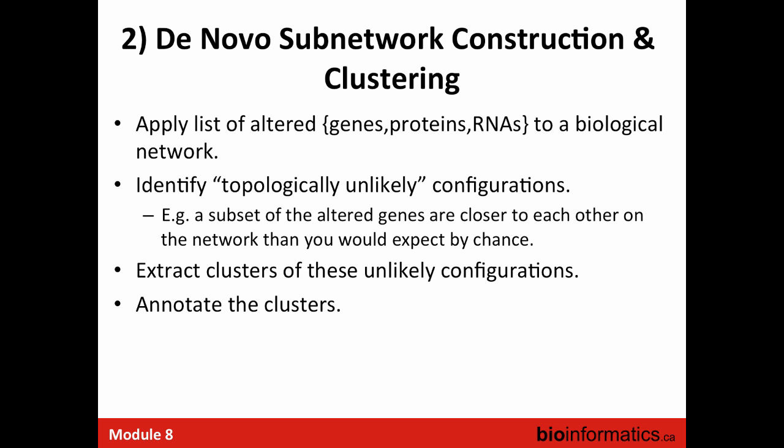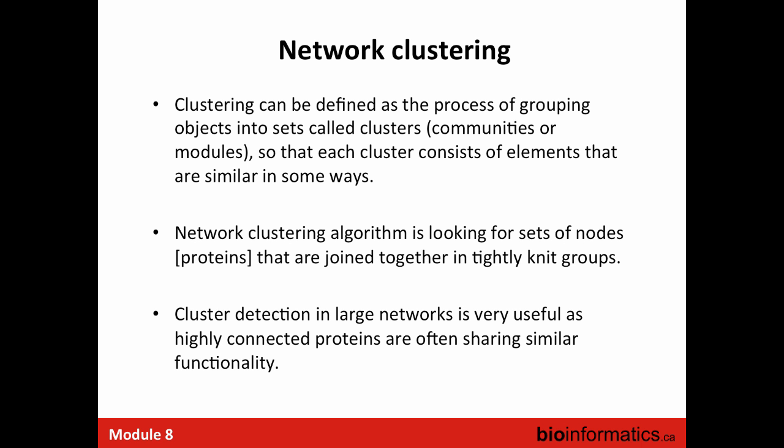Now, we call this typical type of analysis de novo subnet construction and clustering. And this is basically where you take your list of altered genes, proteins, potentially RNAs as well, and you apply that to a particular biological network. You can identify some topologically unlikely configurations. Basically, the subset of genes that are more closely connected to one another in the network than you'd expect by chance. You can then extract the clusters of these unlikely configurations and annotate them. So network clustering is defined as a process of grouping objects together into clusters, communities, modules. I sometimes use the word modules.